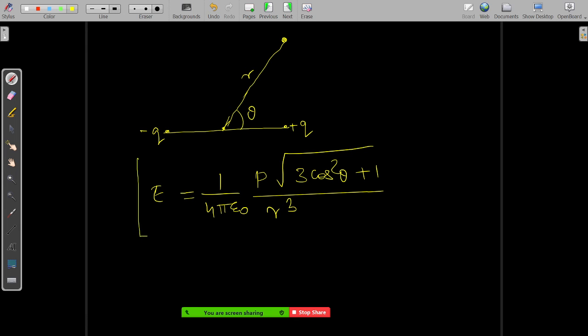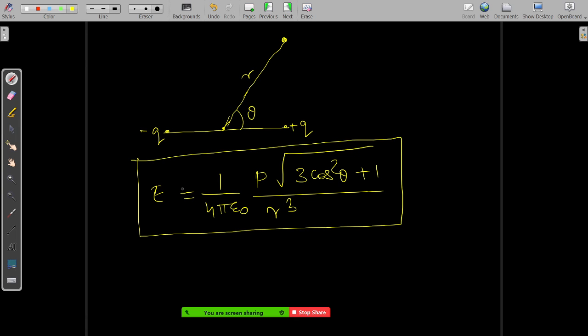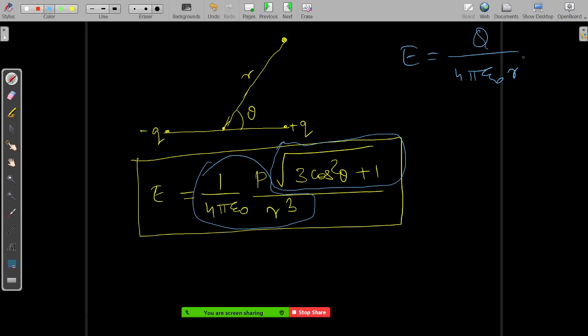So this we have to remember. Now, how to remember this? You have to remember only this term. If you remember this term, that is done. The rest is obvious. Why? You know that the electric field is q by 4 pi epsilon naught r square.